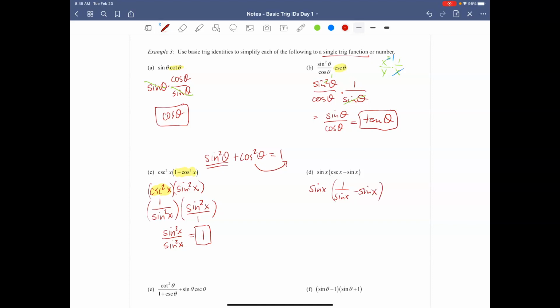Now, what I'm going to do next is I'm actually going to distribute, which is perfectly legitimately fine for me to do. I'm going to distribute sine of x into this parentheses. And so when we multiply sine of x times 1 over sine of x, the sine of x's are going to cancel, and that will leave me with just 1. Then when I multiply sine x times sine x, that will be the same thing as sine of x quantity squared, which we write as the sine squared of x.